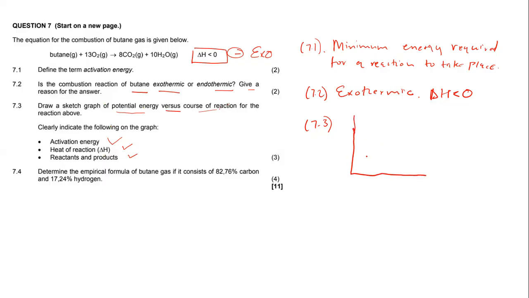On the y-axis, we have potential energy. We have potential energy, and what are the units? It's fine if you don't include your units, okay? Kilojoules per mole. And therefore, on the x-axis, we have course of reaction, okay?